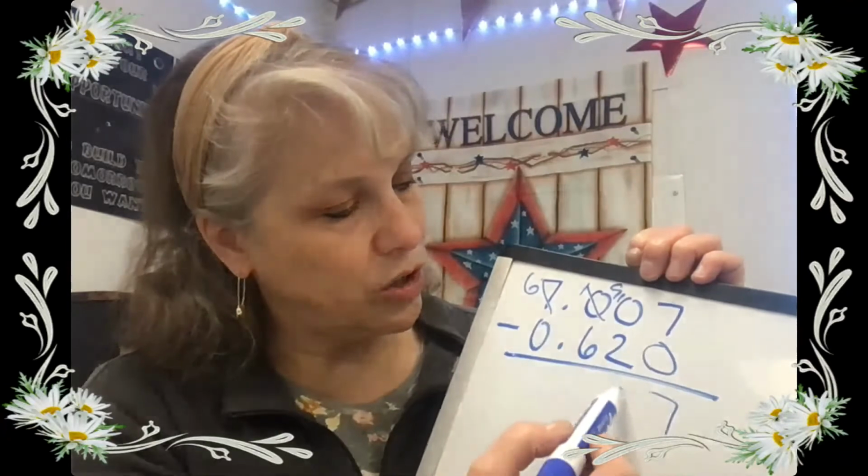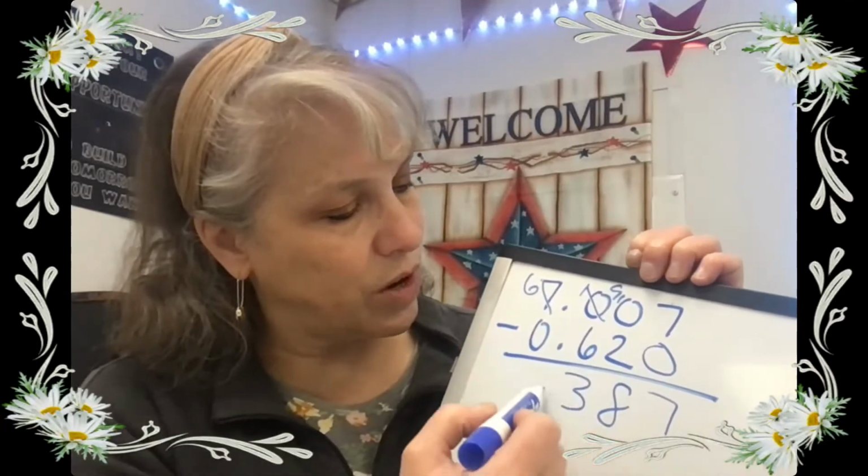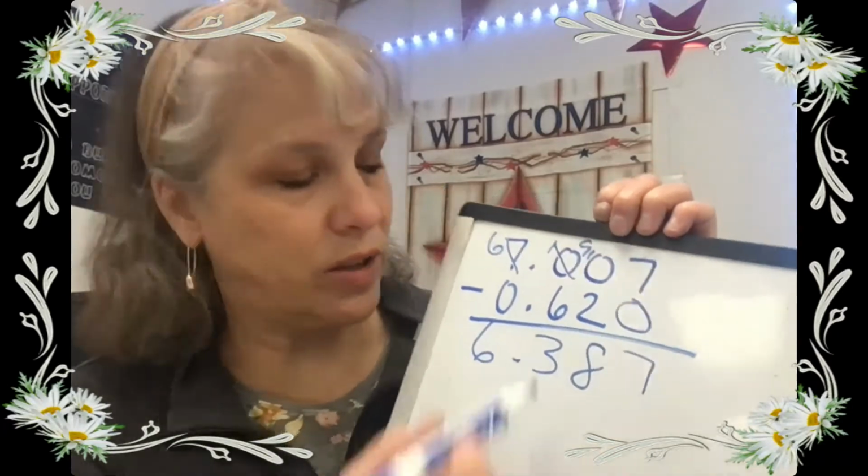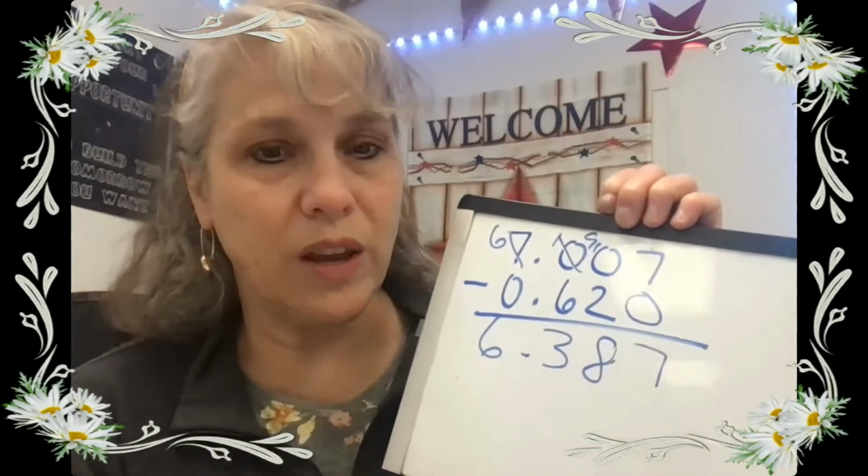And 10 minus 2 is 8. 9 minus 6 is 3. And that's my answer. Okay, so line up the decimals even when you're subtracting. Now, when you're subtracting, there could be a little issue if, for example, I had 611 minus 2.19.